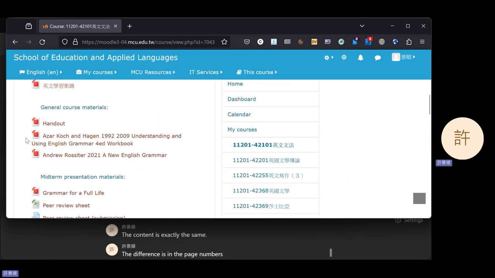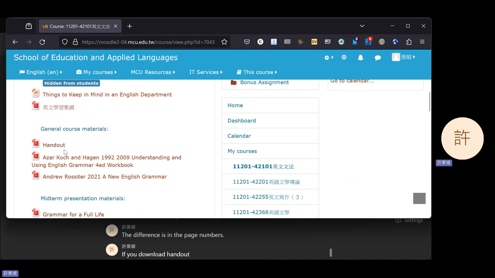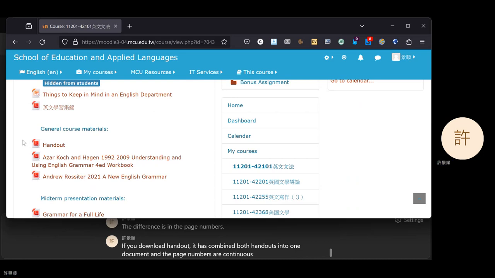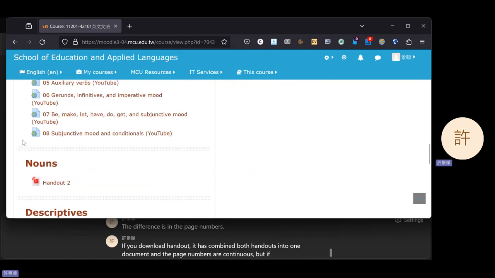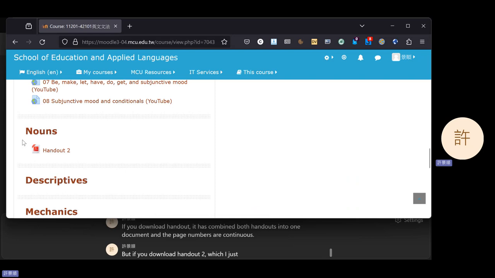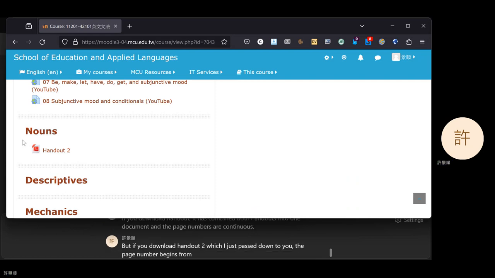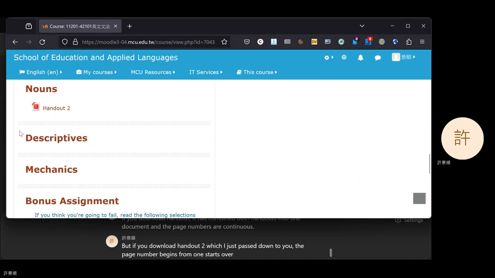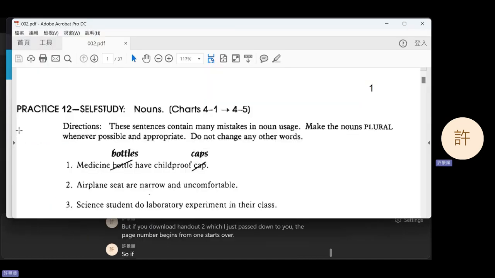If you download handout, it has combined both handouts into one document and the page numbers are continuous. But if you download handout 2, which I just passed down to you, the page number begins from 1. Starts over. So if you want to use the PDF, make sure you know which one you're downloading.